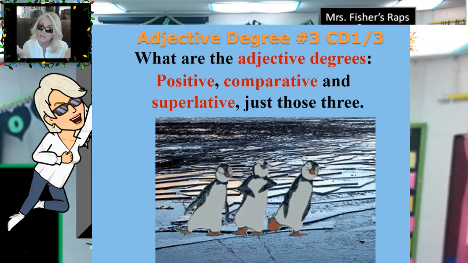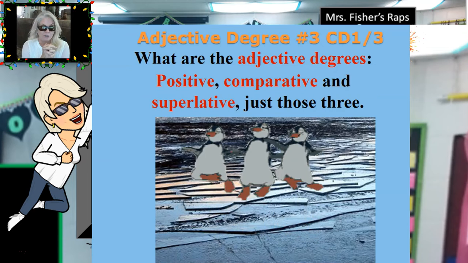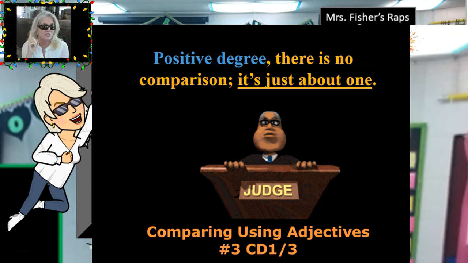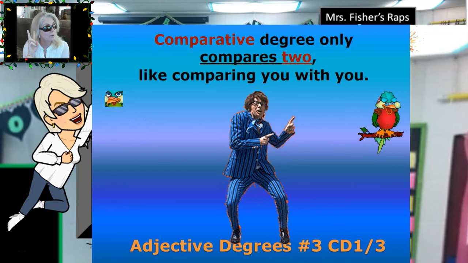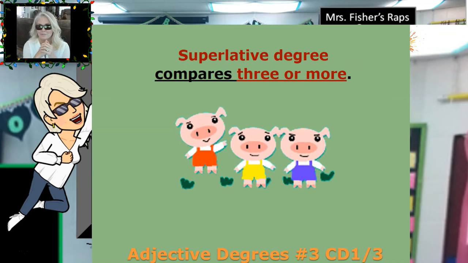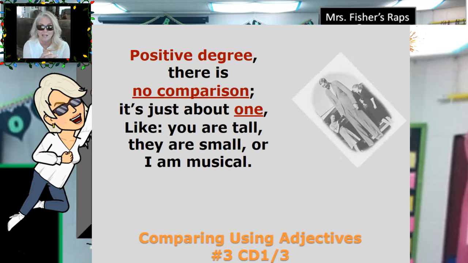What are the adjective degrees? Positive, comparative, and superlative. Just those 3. Positive degree, there is no comparison, it's just about 1. Comparative degree only compares two, like comparing you with you. Superlative degree compares 3 or more. Positive, comparative, superlative, let's go explore.